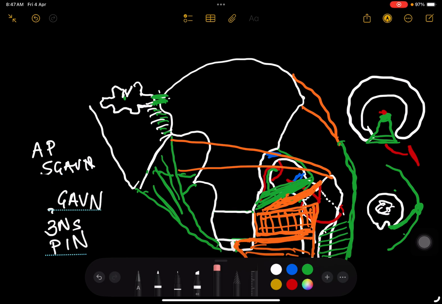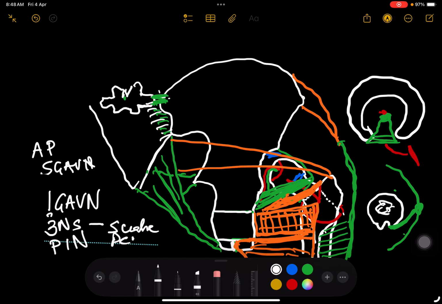We'll say you have the inferior gluteal artery, vein and nerve, three nerves and pin structures. The three nerves are the sciatic, the posterior cutaneous nerve of thigh, and the nerve to quadratus femoris. So we'll make these nerves here: the sciatic, the posterior cutaneous nerve of thigh, and a nerve which goes to the quadratus femoris below the piriformis.